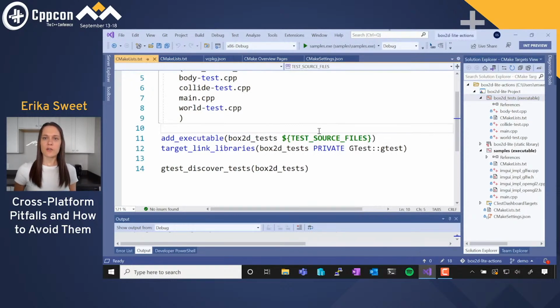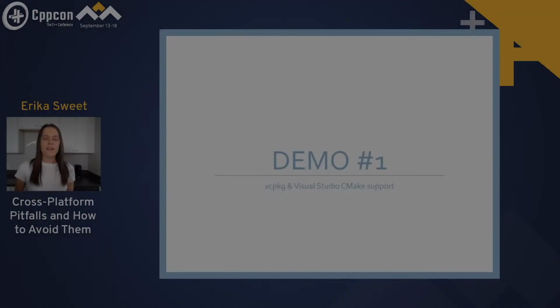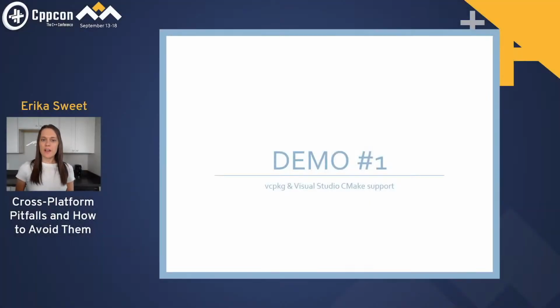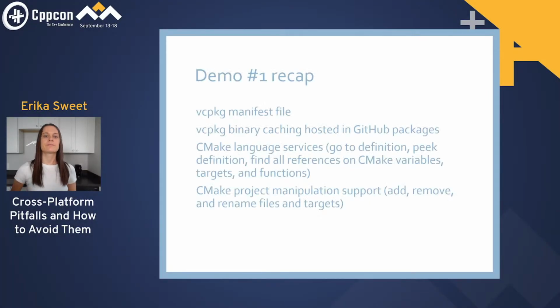And now I'll hop back on over to the slides. All right, so we can quickly recap what we just covered in that demo. We showcased 2 new vcpkg features: a vcpkg manifest file where I declaratively specified my dependencies, and that file can be checked into source control and shared between my team. And vcpkg binary caching. I was using a binary cache that was hosted in GitHub Packages and downloading and installing those cached packages locally.